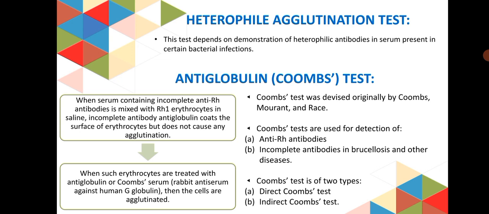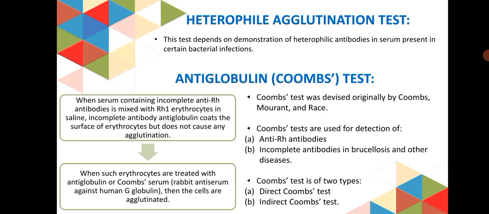Heterophile agglutination test. This test depends on demonstration of heterophilic antibodies in serum present in certain bacterial infections. Antiglobulin test, also known as Coombs test. The Coombs test was devised originally by Coombs, Mourant and Race. The test is used for detection of anti-Rh antibodies, incomplete antibodies in brucellosis and other diseases. Coombs test is of two types, direct Coombs test and indirect Coombs test.